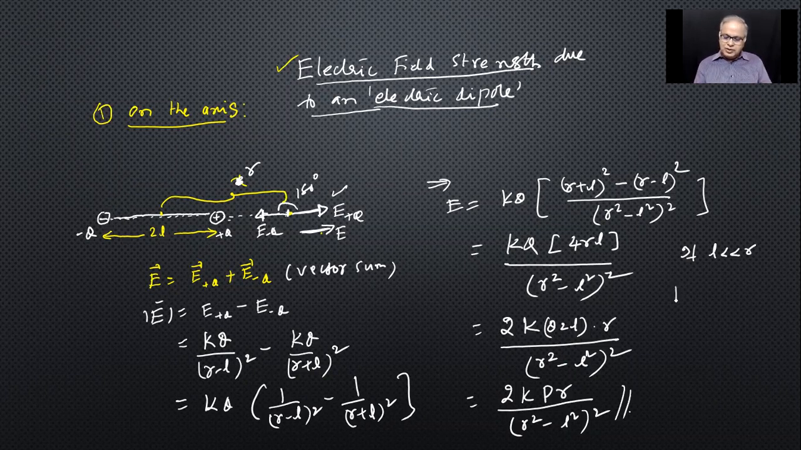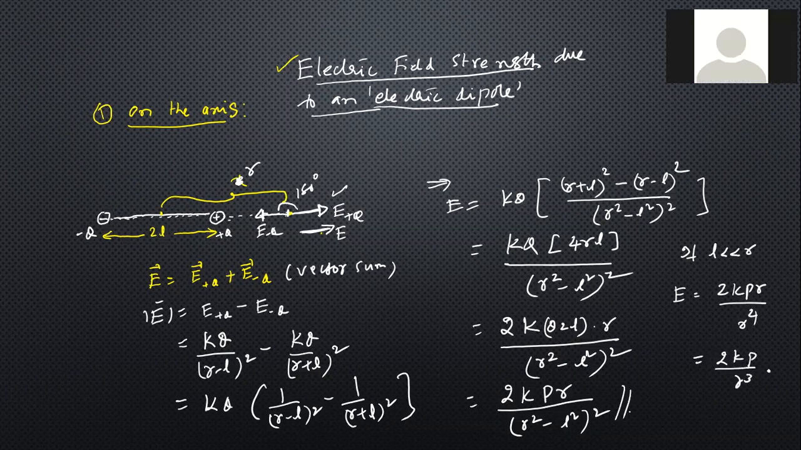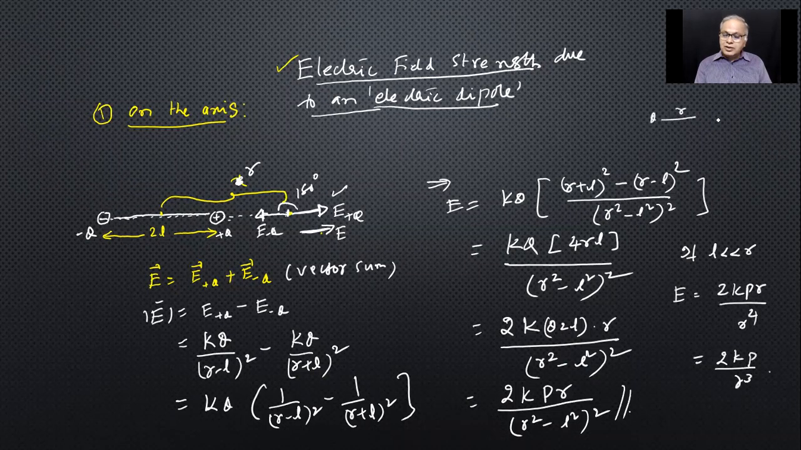So E will be 2kpR by R to the power 4, ignoring L square, finally 2kp by R cube. Look, for a single charge, kq by r square. For a double charge, which is called a dipole, plus q minus q, separated by some distance, E is inversely proportional to R cube. Look at this.